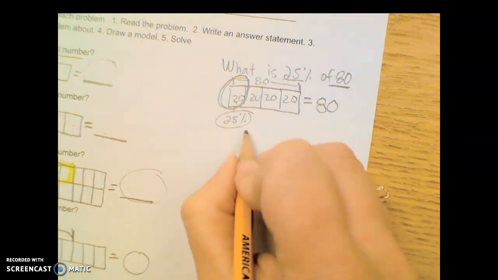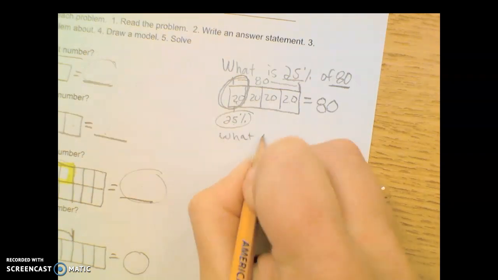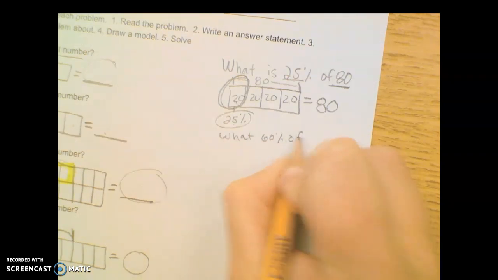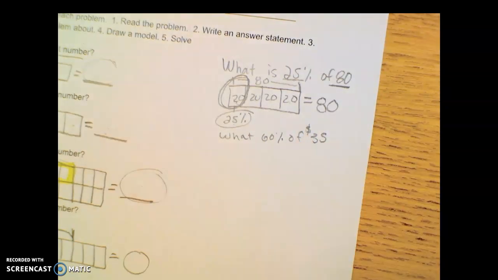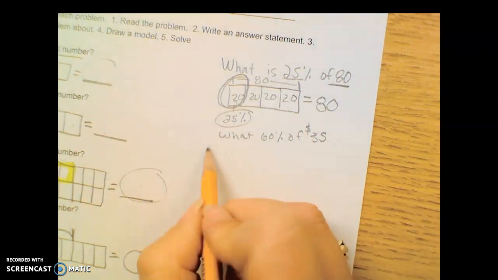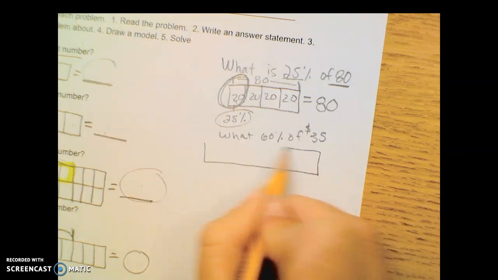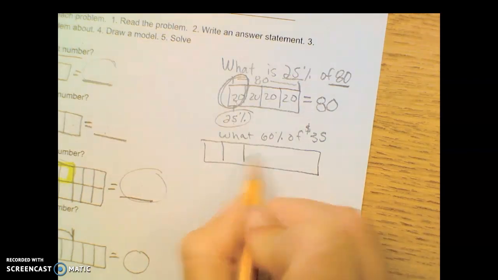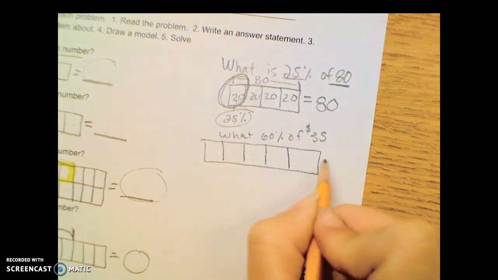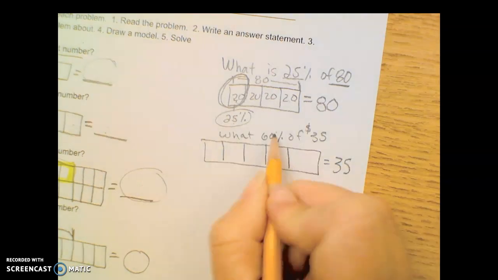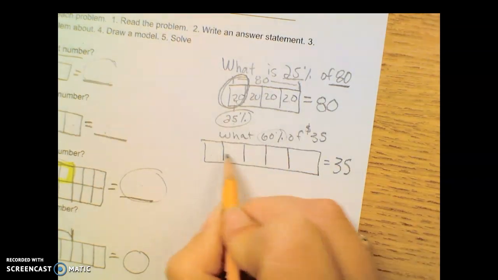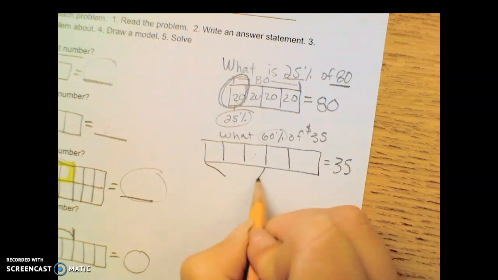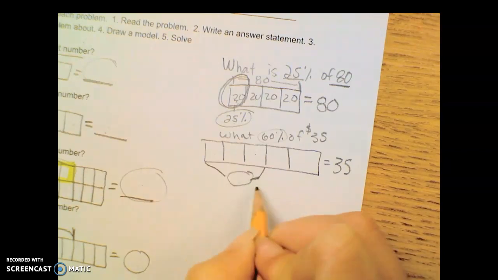What if it was, what is 60% of $35? So again, that 60% is 3/5. So I use my 5ths model, 1, 2, 3, 4, 5. I know that 35's in here. I need 60%, so 20, 40, 60. I need these 3 boxes. That's going to be my answer.